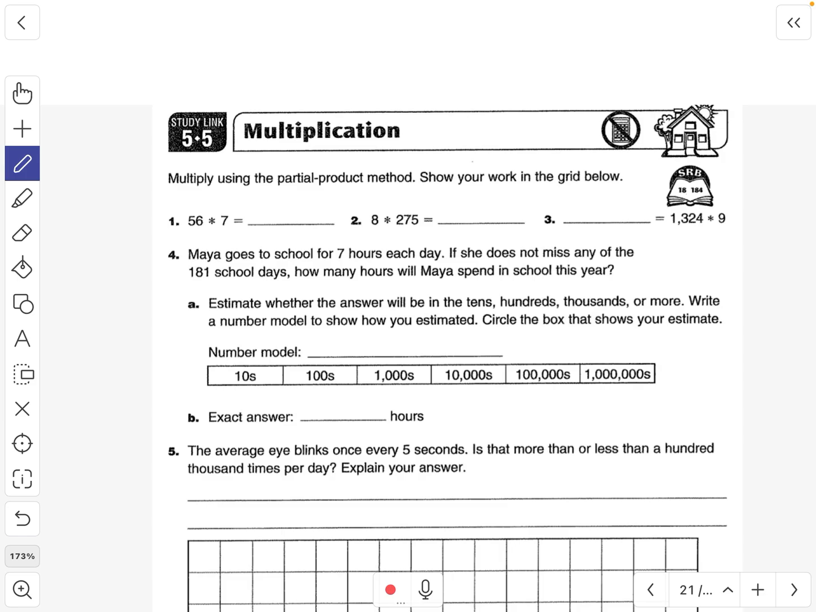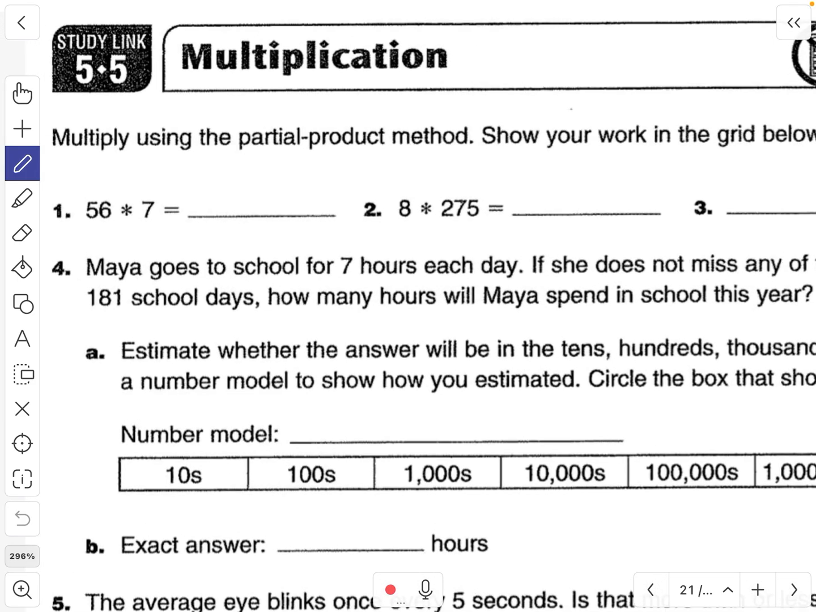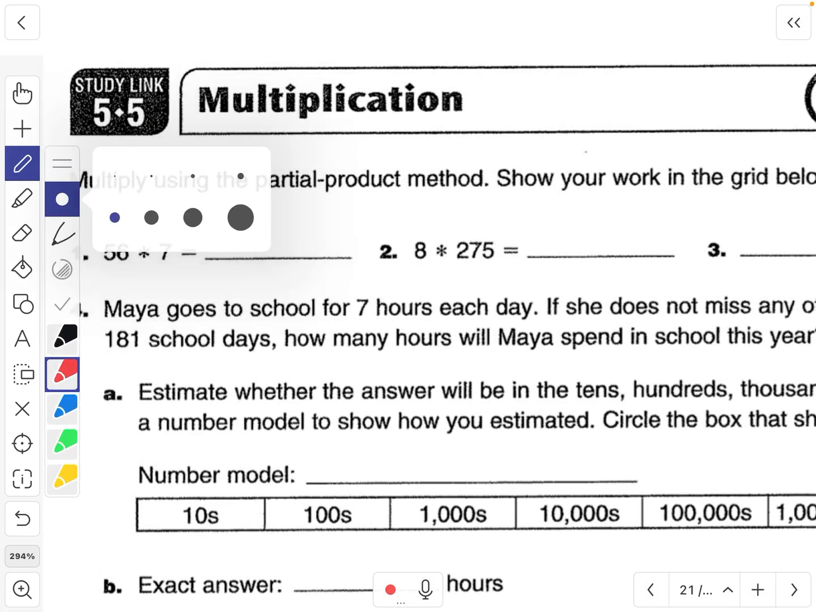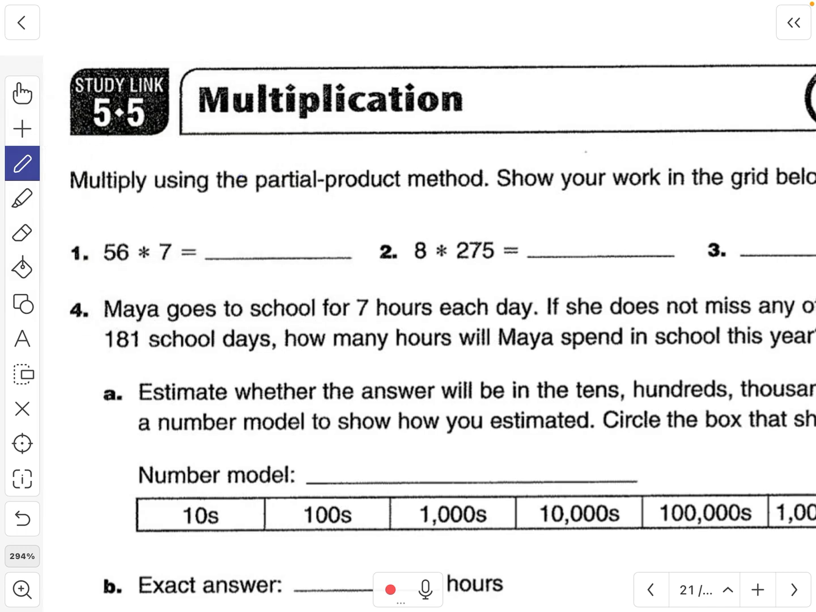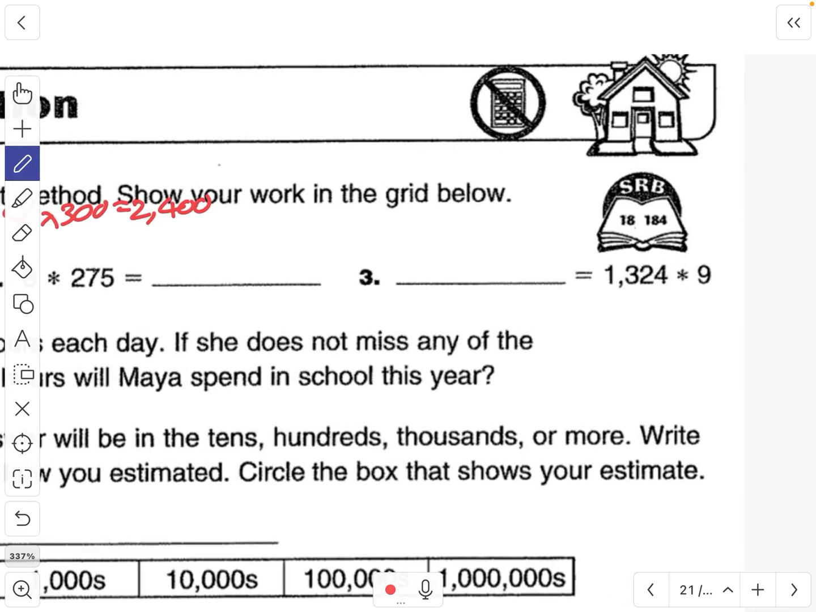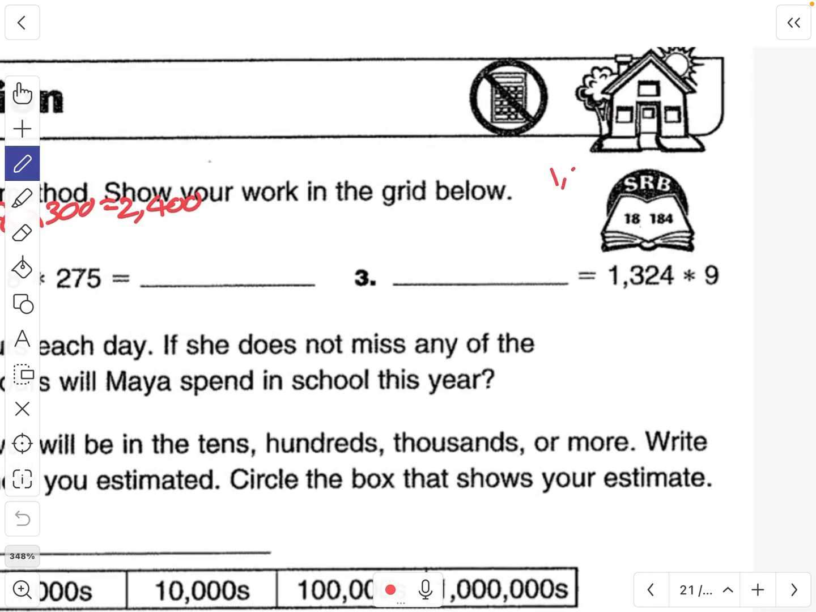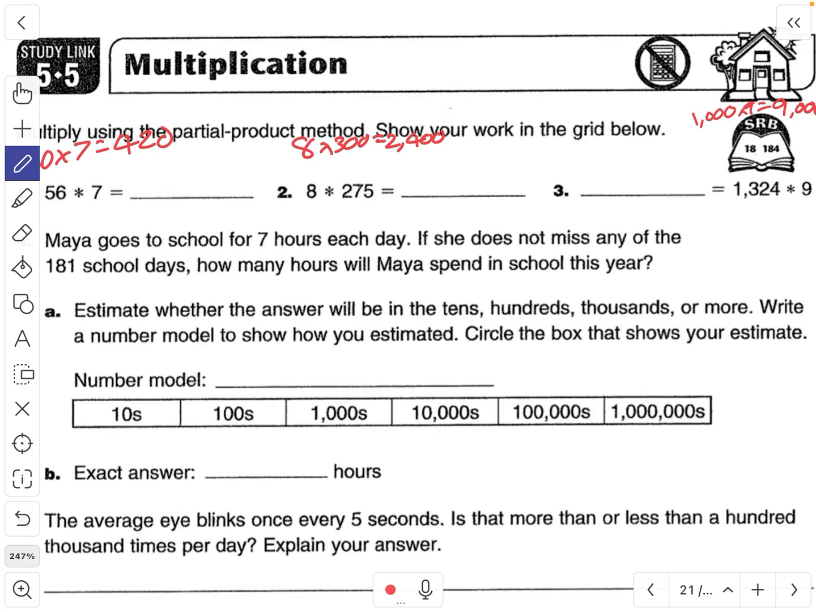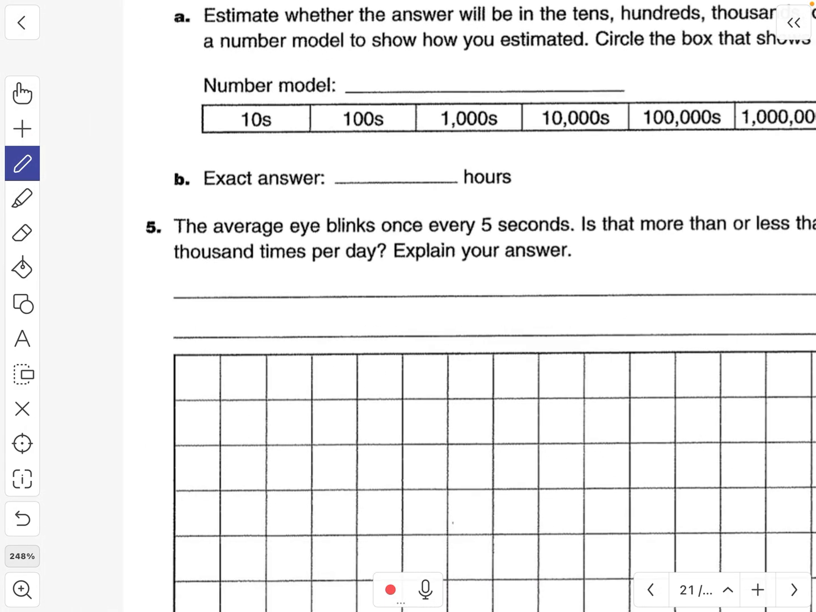Okay, I'm just going to get you started here. It says to show your work in the grid below, so that's what you're going to do. Number 1 is 56 times 7. We're just going to make a quick mental estimate, and the estimate is going to be 60 times 7, 420. Okay, that's our estimate. In fact, I'm going to do that for all these. This is about 8 times 300 equals 2,400. It's just good to have an estimate. Number 3, that's about 1,000 times 9. It doesn't ask you to write an estimate, but I told you it's a good idea, so I'm not going to not do it. So now 56 times 7, we'll do that down here.